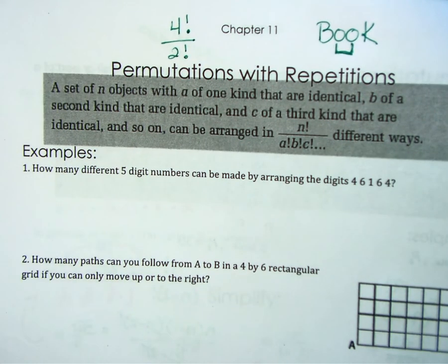So what's the answer there? Simplify it. It's 12, right? 4 times 3, 12. Okay, all right. So this is the thing. When you have repetitions, you do your total factorial over however many repetitions you have.